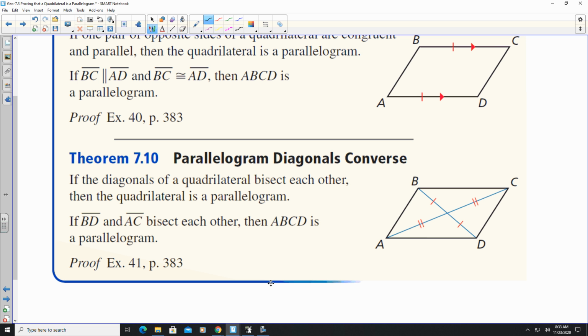And then the second theorem we have here is this: if the diagonals of a quadrilateral bisect each other, then the quadrilateral is a parallelogram. So you notice here they meet at a certain point, and that certain point is the midpoint of both BD and AC respectively.